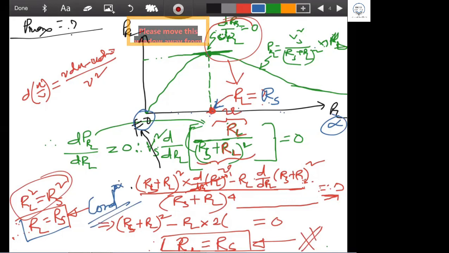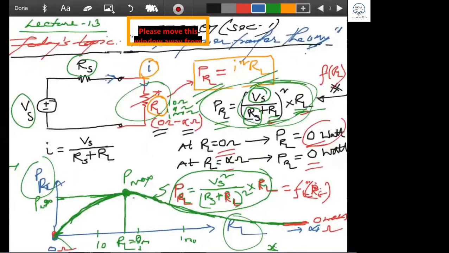This is the main thing we have found from this relationship, for the maximum power transfer condition. So this is the maximum power condition. When RL will be equal to RS, then the maximum power will transfer from the input to the output. Let's go to the circuit, look at it.